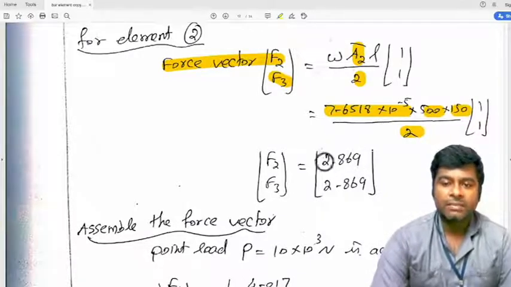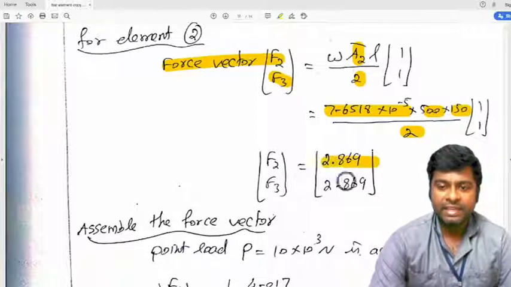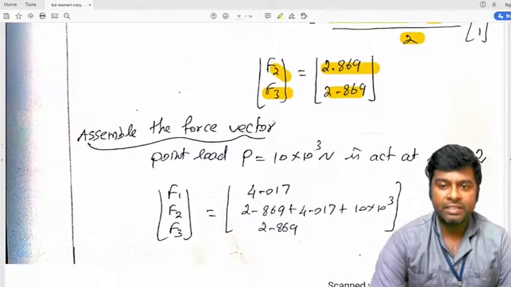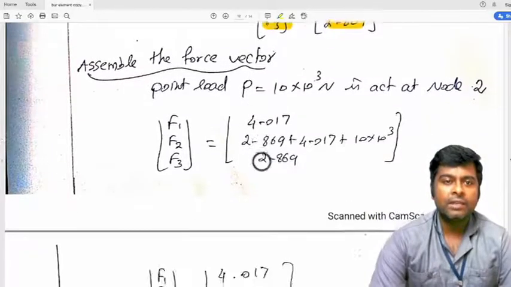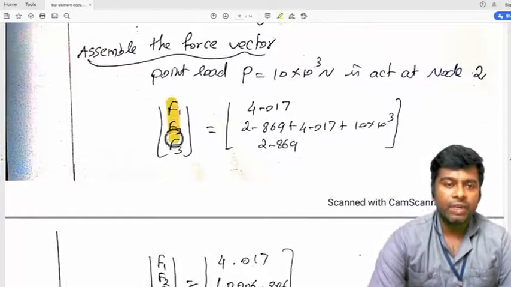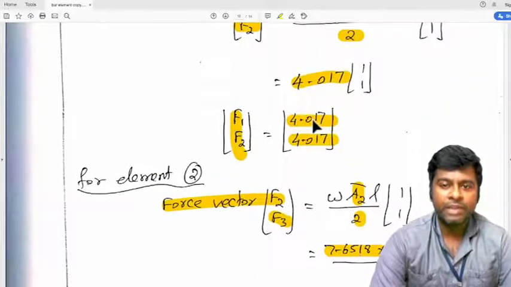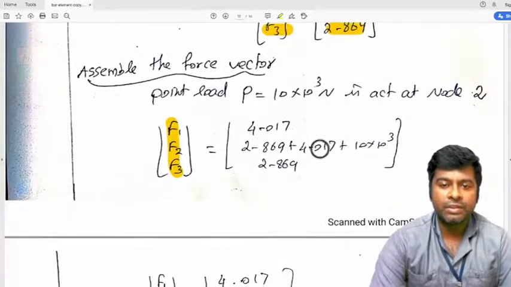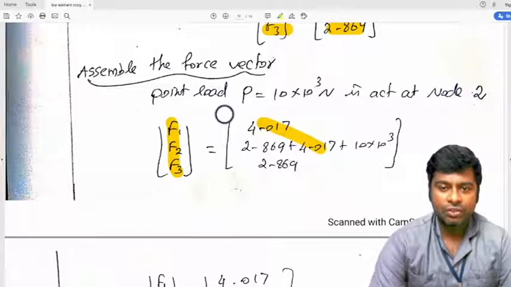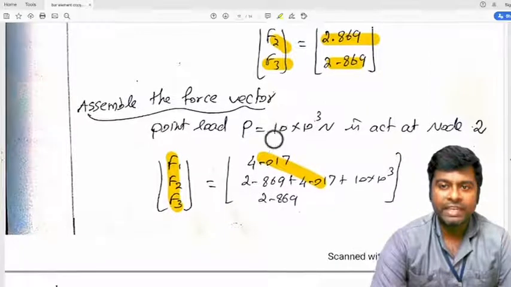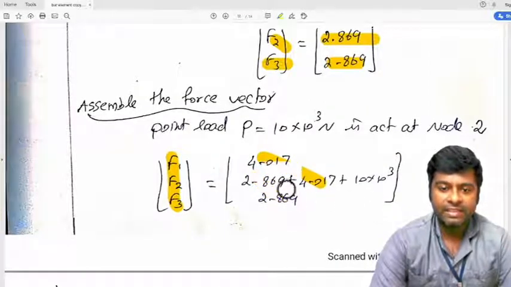For simplicity, multiply this 2.869 inside the matrix. Therefore, F2, F3 equal to 2.869. Next, assemble the force vector. So F1, F2, F3: F1 and F2 from element 1 are 4.017. Therefore, write first 4.017 and 4.017. For element 2, F2 equal to 2.869 and F3 equal to 2.869.